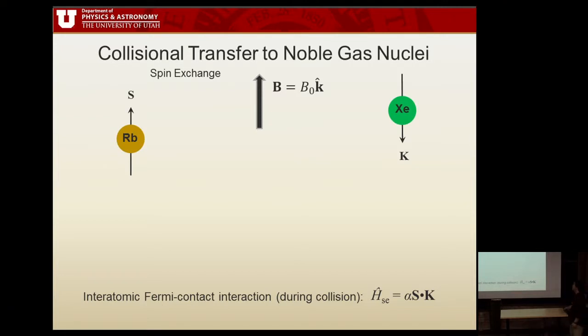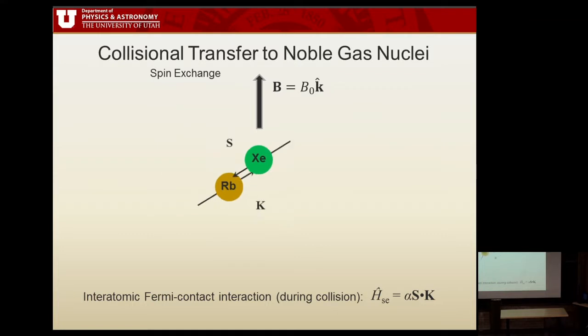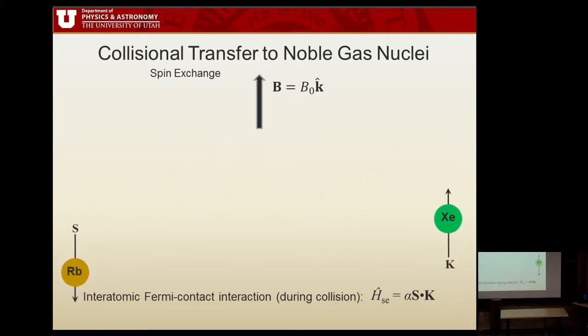So this is kind of my little picture of it. There's an interatomic Fermi contact interaction. Now, the big difference, and this is the difference that you'll see with times, is that it only happens during the collision. So the rates are going to be a lot slower. But basically, this is what happens. Okay? They collide. There's a contact interaction during the collision.